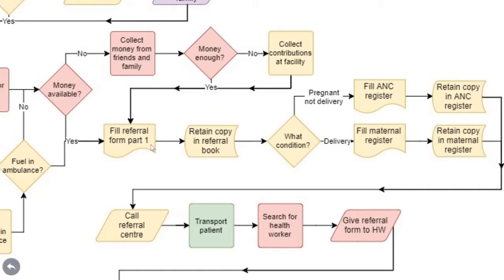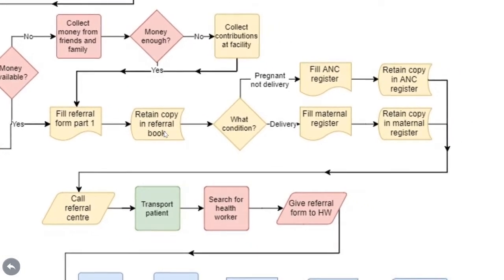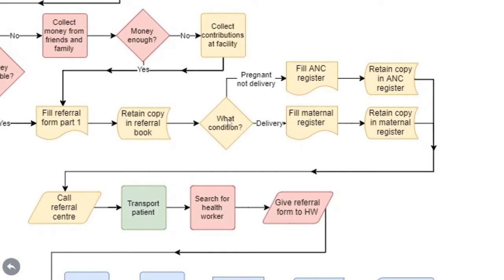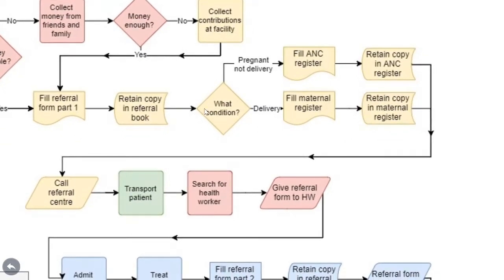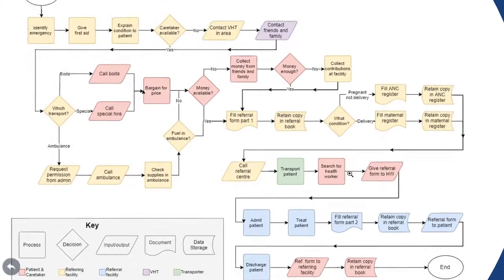It's a two-part form, and they would fill the top form out so that they can introduce the patient to the referral facility, and they would keep one copy in their referral book. And depending on the condition, if the woman is pregnant but not delivering, then they would fill out an antenatal care register and retain a copy of that in their register. And if the woman was delivering, then they would fill a maternal register and keep a copy in there. For any other condition, they don't have any other specific forms other than the referral form.